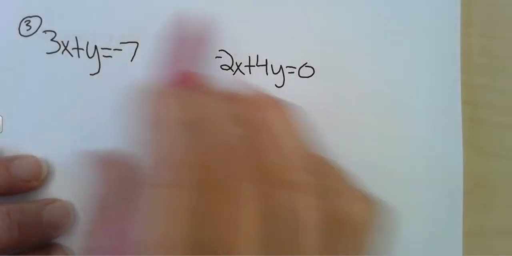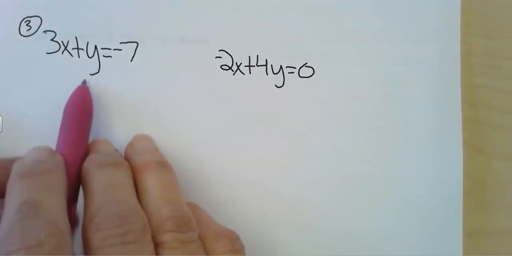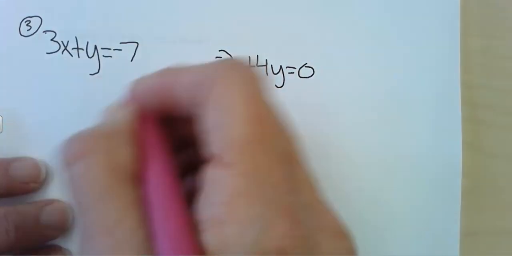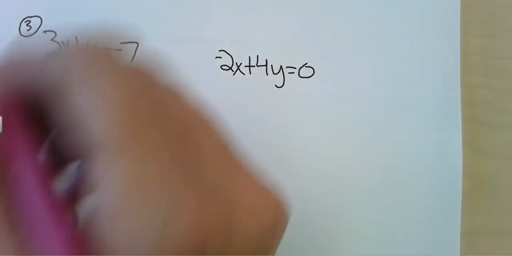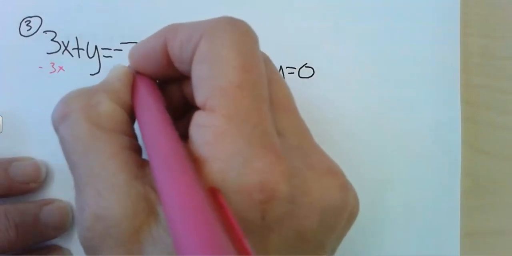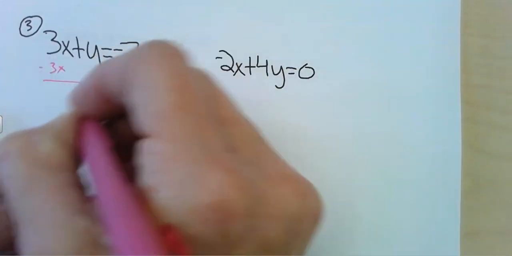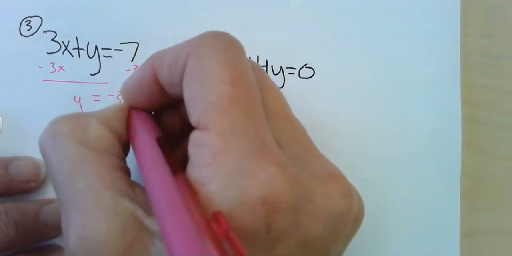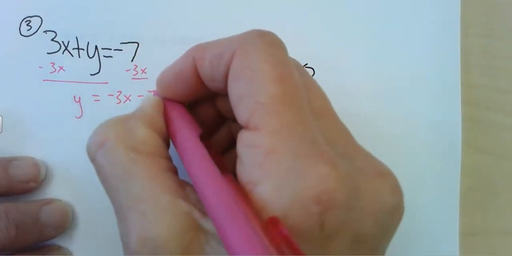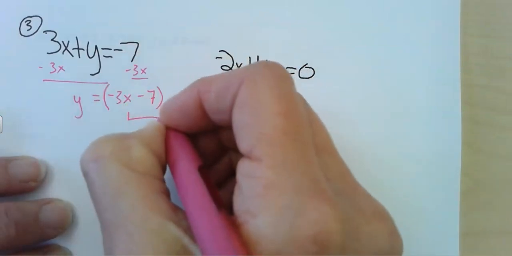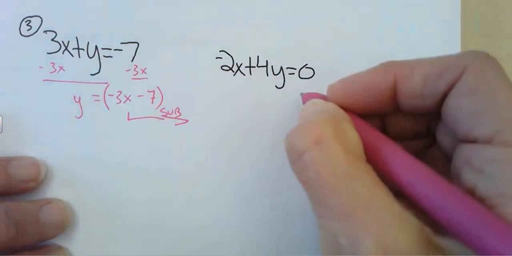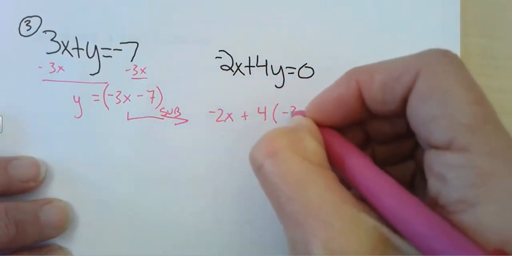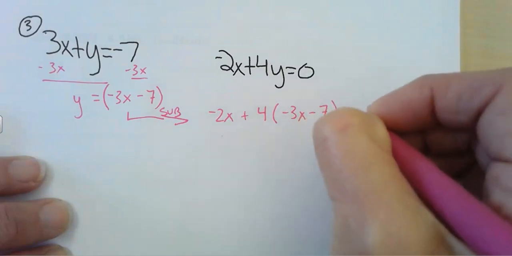Okay, so hopefully you identified that the first equation has a variable with a coefficient of 1. So this is the equation where I would isolate the y. And we do that by subtracting 3x from both sides. So y equals negative 3x minus 7. Okay, so that entire expression can be subbed for y, right? So negative 2x plus 4 times the quantity negative 3x minus 7 equals 0.